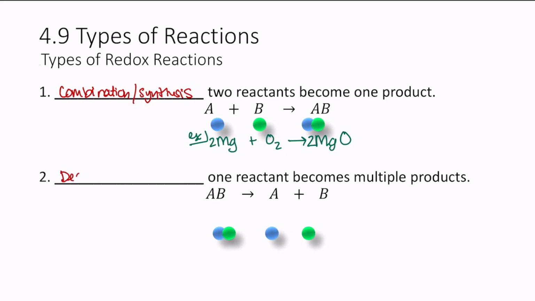In a decomposition reaction, one reactant becomes multiple products. So I start off with one reactant and it decomposes into multiple products.